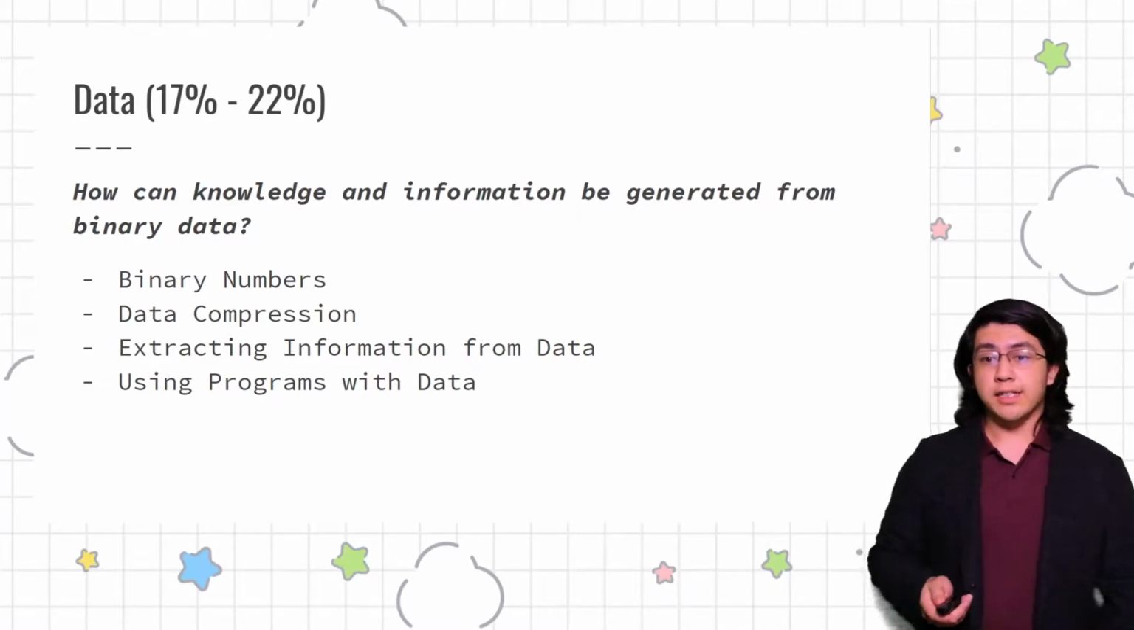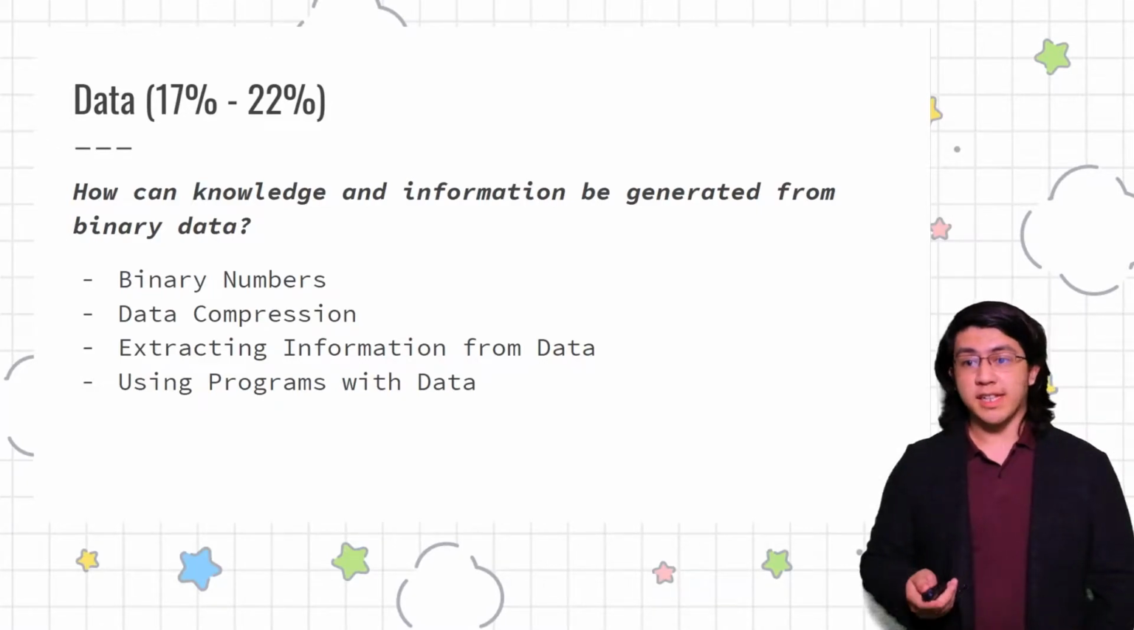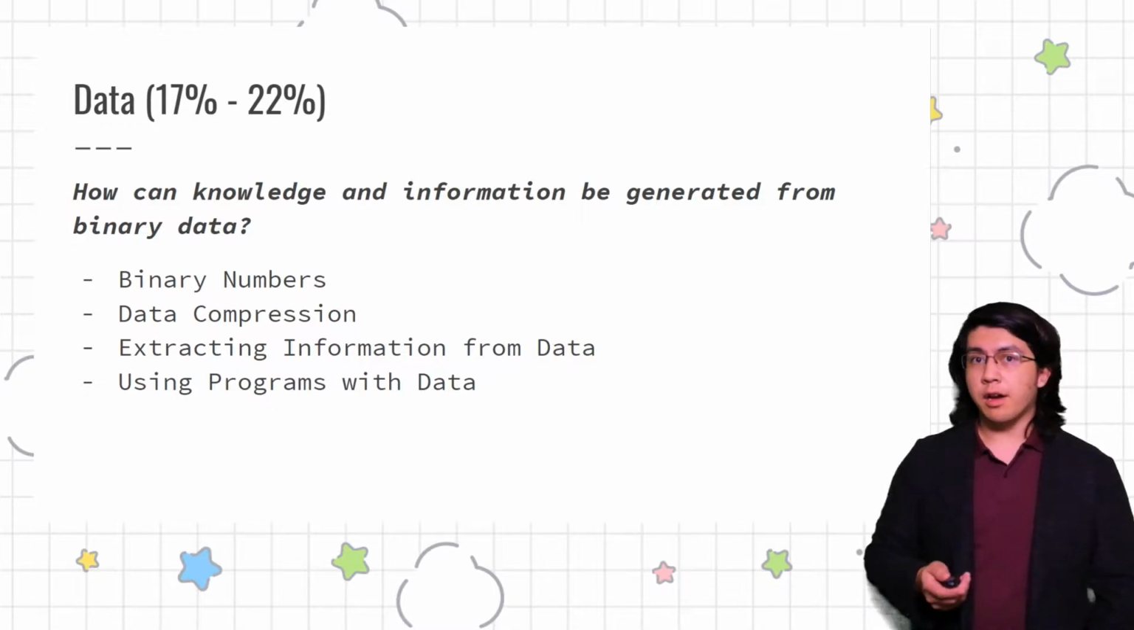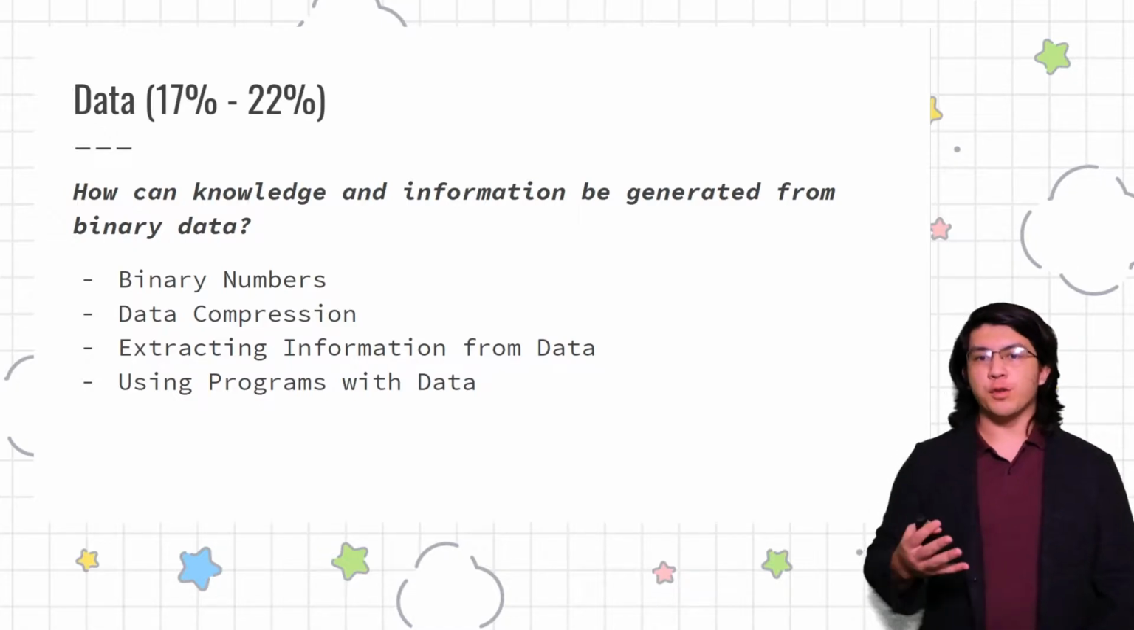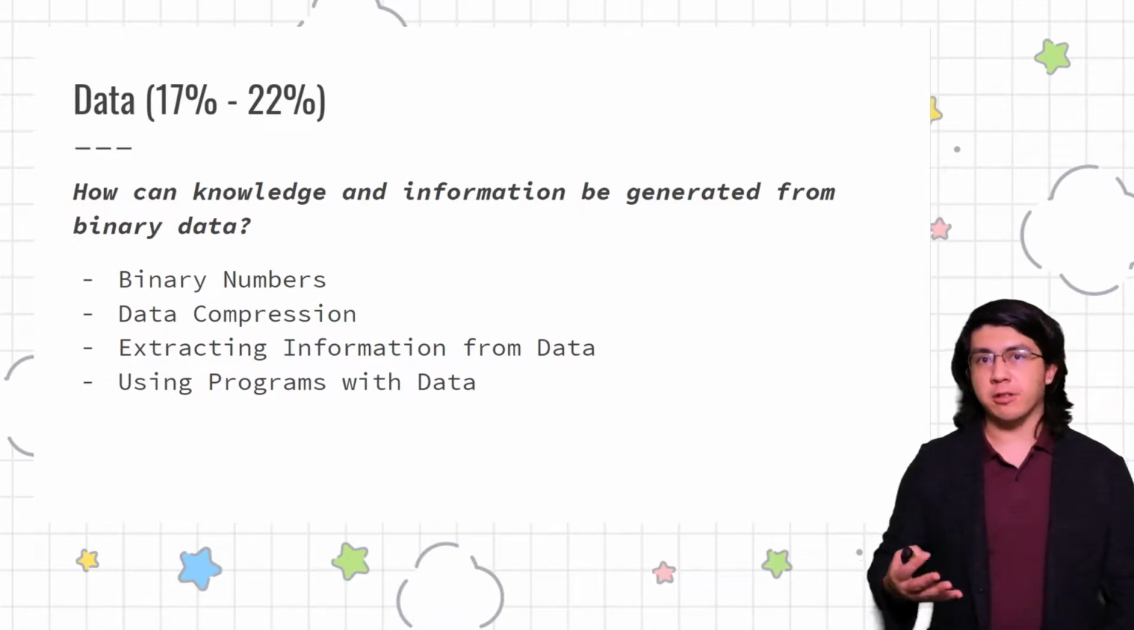The second big idea of AP Computer Science Principles is data. This topic is going to be about 17 to 22% of the multiple choice exam. This unit focuses on how knowledge and information can be generated from binary data.